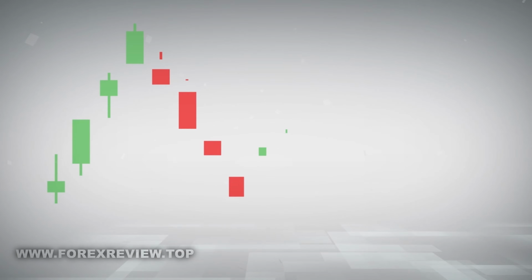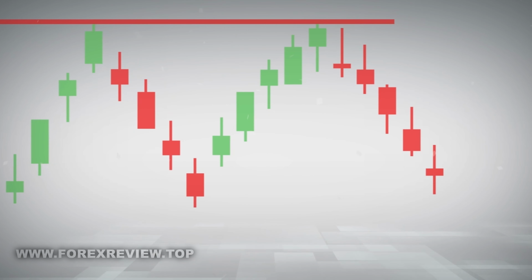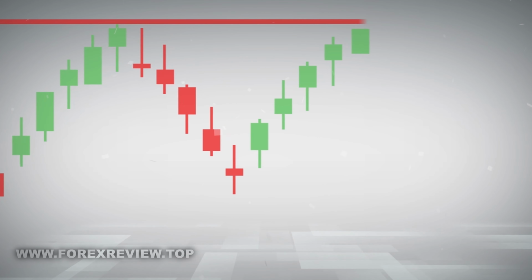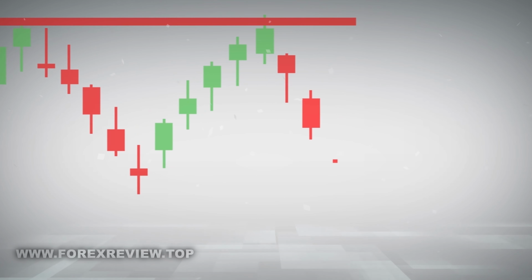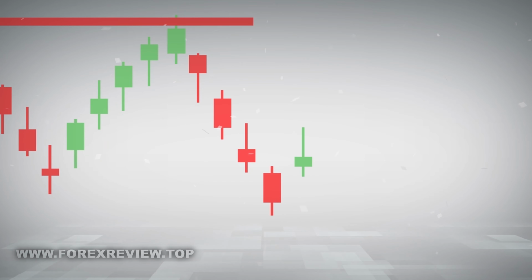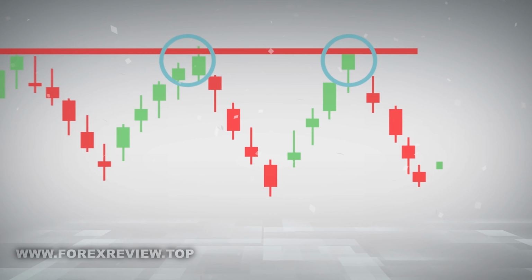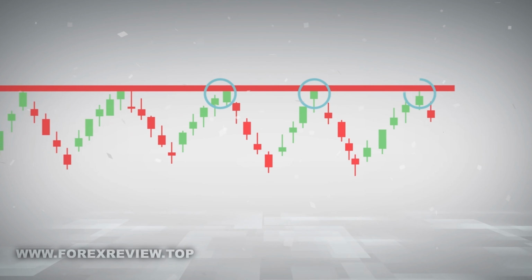A resistance level is a price level at which the asset tends to stop moving upwards and then reverses direction and starts moving back down. The resistance level is represented in the diagram by a horizontal or near horizontal line that connects several peaks. The more peaks on the same price level, the stronger the resistance level.